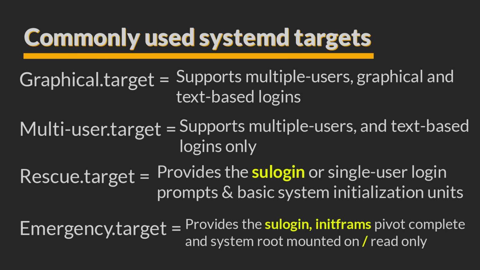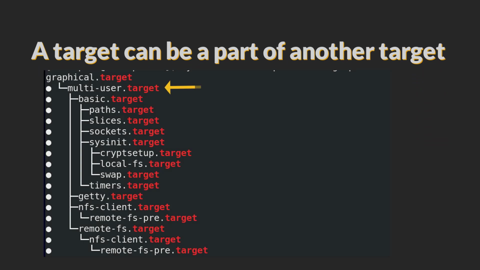Before jumping into the practical tasks, let's know one more thing. That is, a target can be a part of another target as well. For example, a multi-user target can be a part of graphical.target, and the multi-user target depends on basic.target and others.